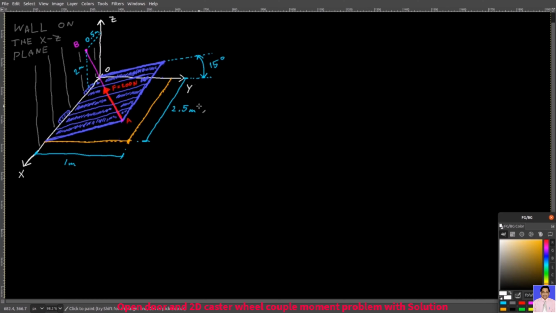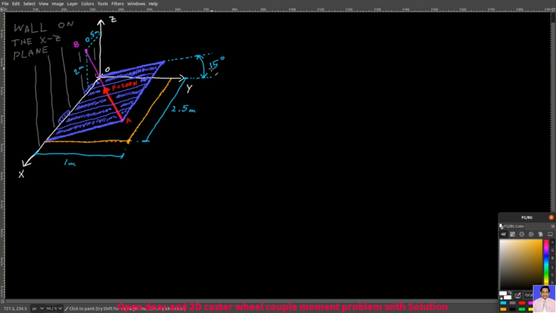You can see its dimensions in the image. You have a wall on the XZ plane. Also, there is a cable that connects the corner of the door at point A and the point B on the wall. That cable holds the door open at 15 degrees.